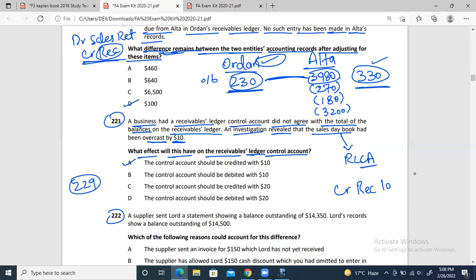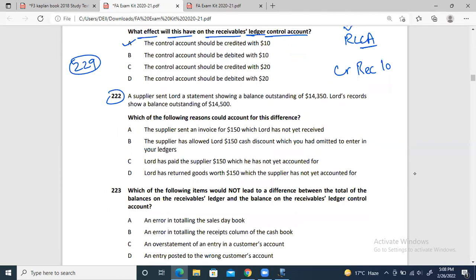Okay, now let's do the last one as well. 222. Which of the following reasons could account for this difference? A supplier sent Lord a statement showing a balance outstanding of 14,350.